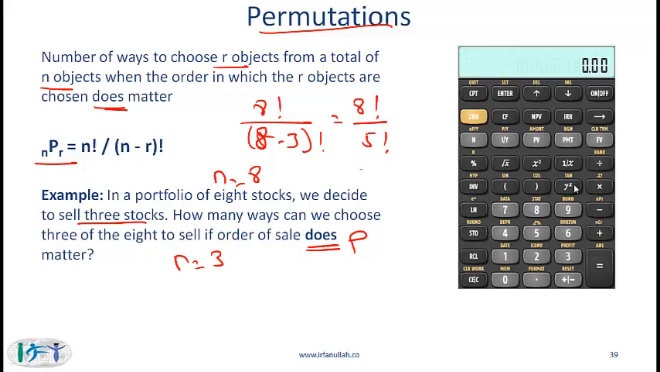You can do this on the calculator and you should get 336. Notice that the calculator has an nPr function. To use this directly, you can simply type in 8 and then second, then nPr, and then 3, and that should give you the same answer.